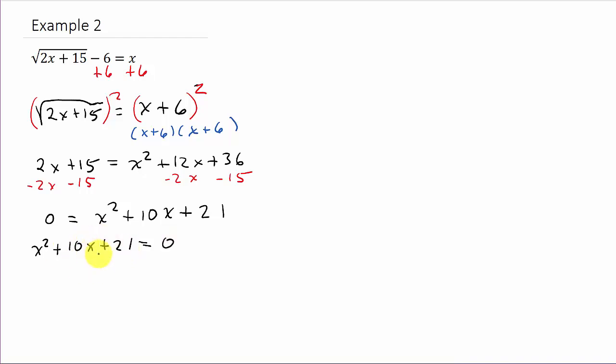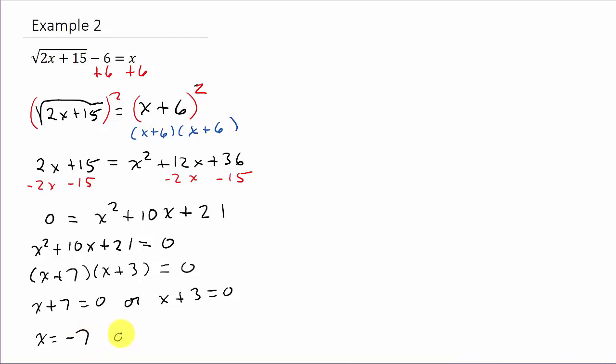So now let's see if this thing factors. So if we factor it, that's x plus 7 times x plus 3. So I get x plus 7 equals 0, or x plus 3 equals 0. So subtract 7 from both sides, I get x equals negative 7. Subtract 3 from both sides, I get x equals negative 3.